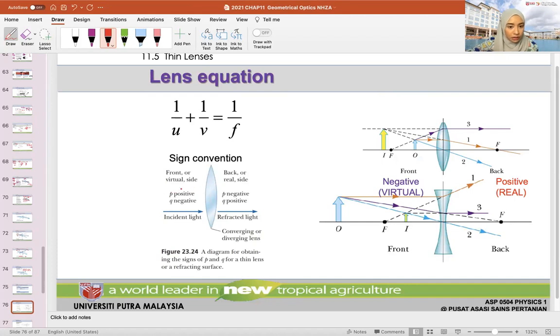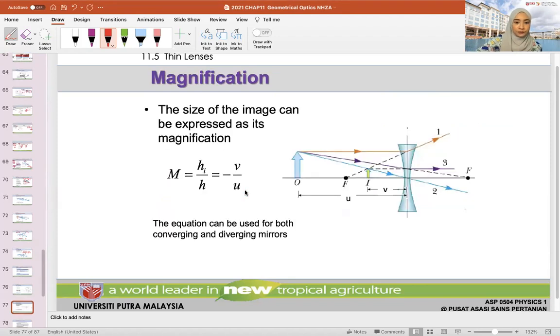Is there anything new I need to say here? Front or virtual side? Back. So if your object is in front of the mirror, positive. If your object is behind the mirror, P is negative. If your image is formed here where the incident light is, it is negative because it is virtual. This is positive because it is real. Everything we have already covered.